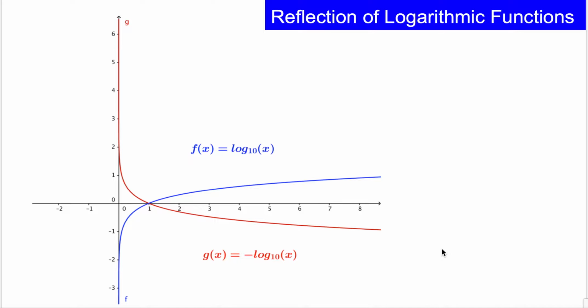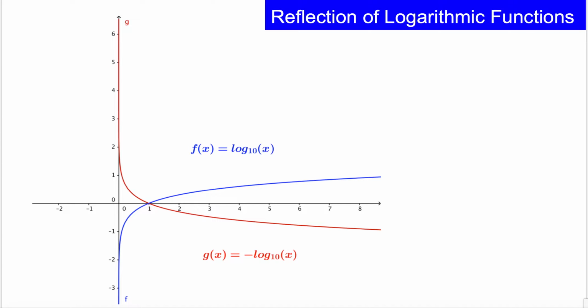Transformations of logarithmic functions. Parent functions always generate other functions in the same family. For instance, the parent function f of x is log base 10 of x. If we change just the sign in the front of the parent function, we write a minus, then the new function that we create, g of x, is equal to minus log base 10 of x, and it is going to be the reflection of the parent function over the x-axis.